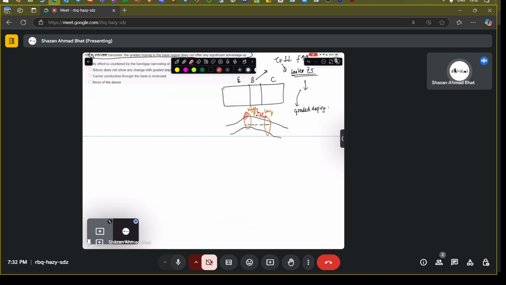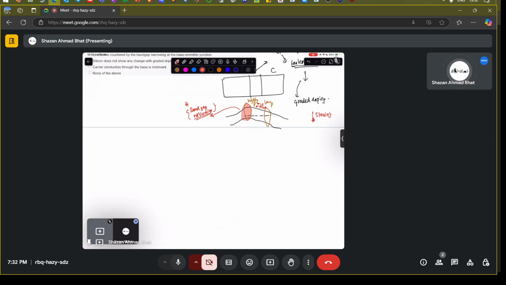Because in this region, what happens basically is something called band gap narrowing. And this mostly occurs in silicon, because in silicon you cannot change the band gap unless you apply a strain or band engineering or something like that. But because of the huge electric field, the band gap starts to reduce.